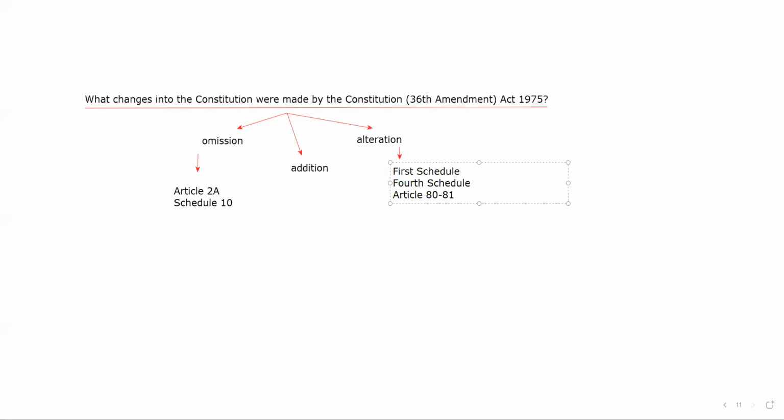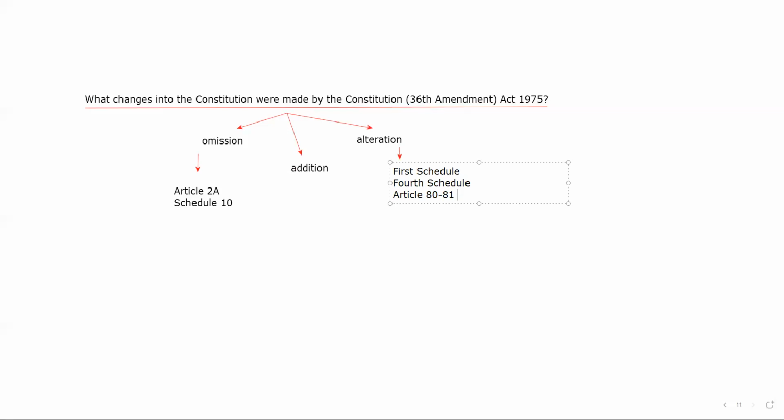Because Articles 80 and 81 speak about the seats of the states in the Rajya Sabha and Lok Sabha. So when Sikkim became a full-fledged state, Sikkim was to be given representation in Rajya Sabha as well as in Lok Sabha. That is why there was a change in the number of seats in the Rajya Sabha and Lok Sabha, and therefore this alteration was done by this amendment.